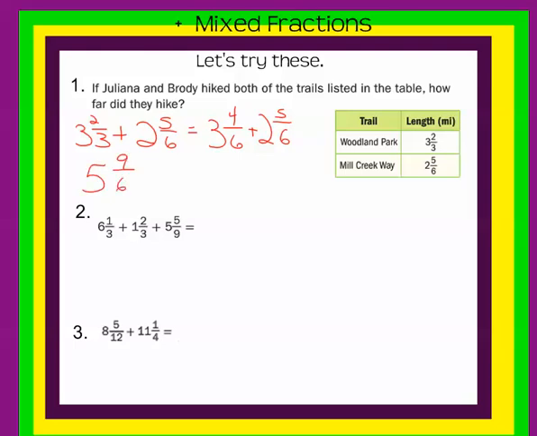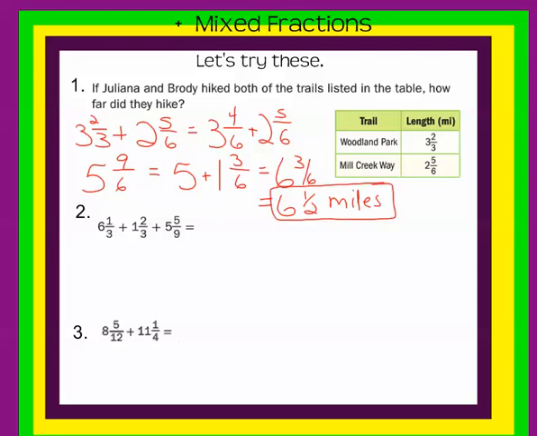Now we have an improper fraction here, so we need to simplify that. My 5 stays. I can get one group of 6 out of 9, and I have 3/6 left over. So that gives me 6 3/6, which simplifies to 6 1/2. And don't forget your miles. We always need a label when we have a story to think about.